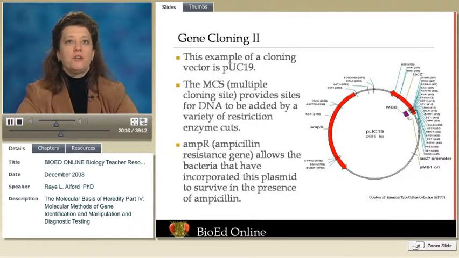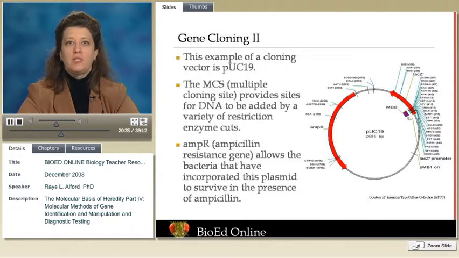This slide shows a map of the bacterial plasmid vector called pUC19. On the right is the multiple cloning site, the purple box labeled MCS. This site contains a number of different restriction enzyme digestion sites, allowing DNA cut by a variety of enzymes to be cloned into this vector.